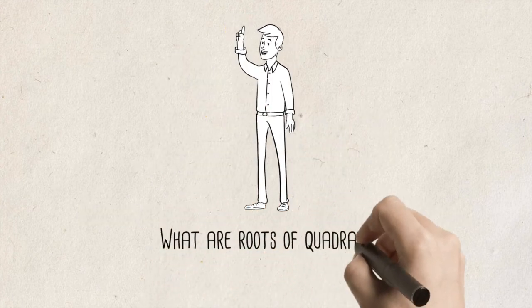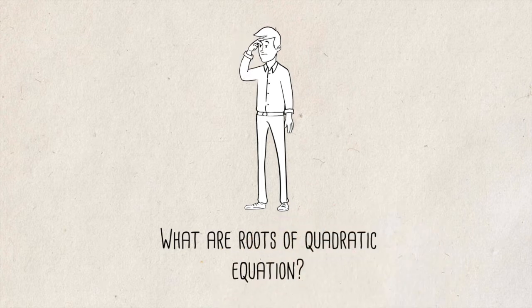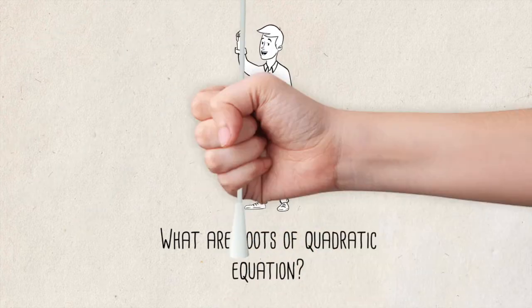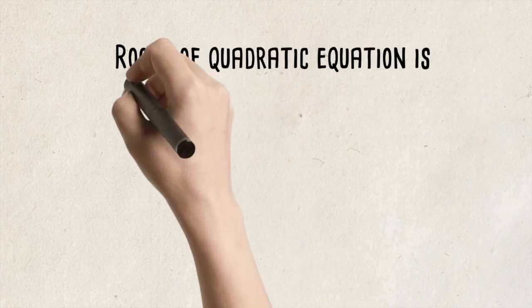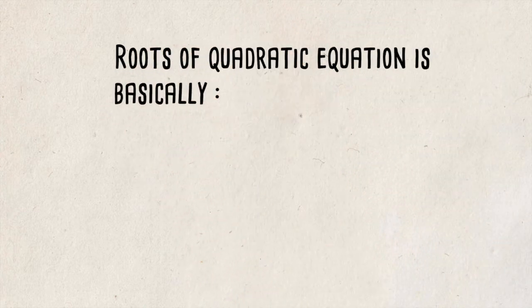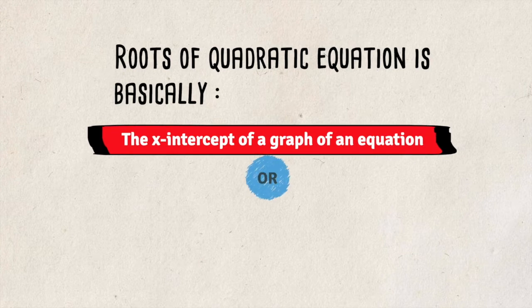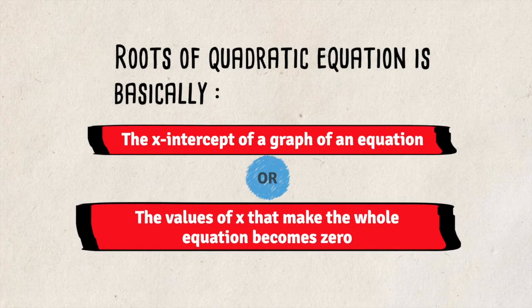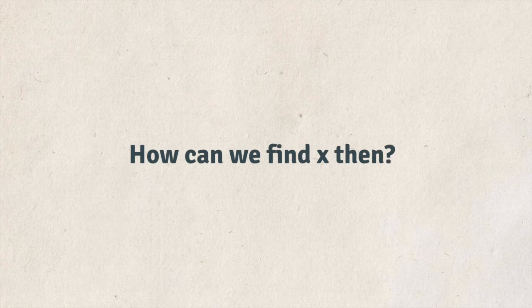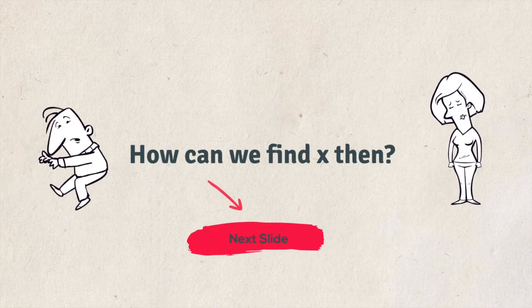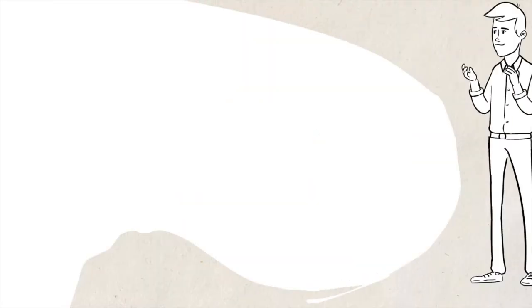So, what are the roots of a quadratic equation then? Roots of a quadratic equation are basically the x-intercepts of the graph of the equation, or the values of x that make the whole equation become 0. But how can we find the x then? Let me show you in the next slide.